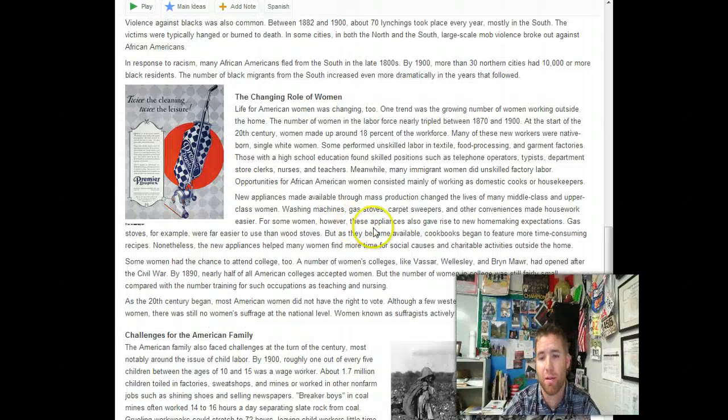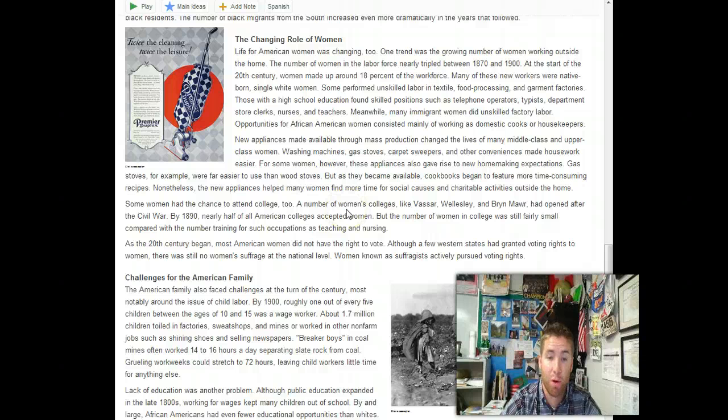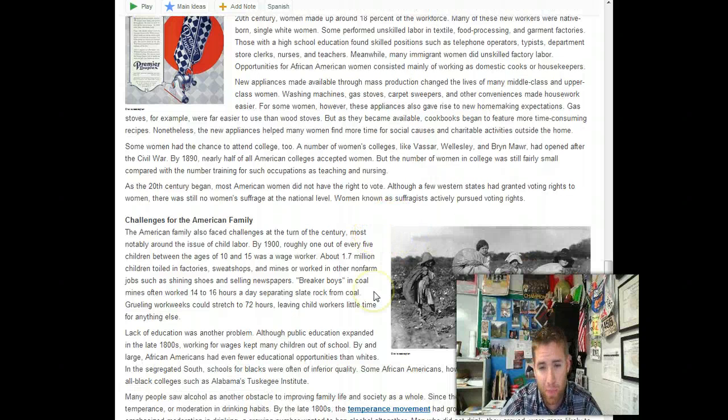Women's roles change, American families change, morality is starting to shift a little bit as people go to the cities, as people become more and more educated, things start to change. One of the things that starts to change is child labor. They really try to crack down on child labor and prevent that from happening.